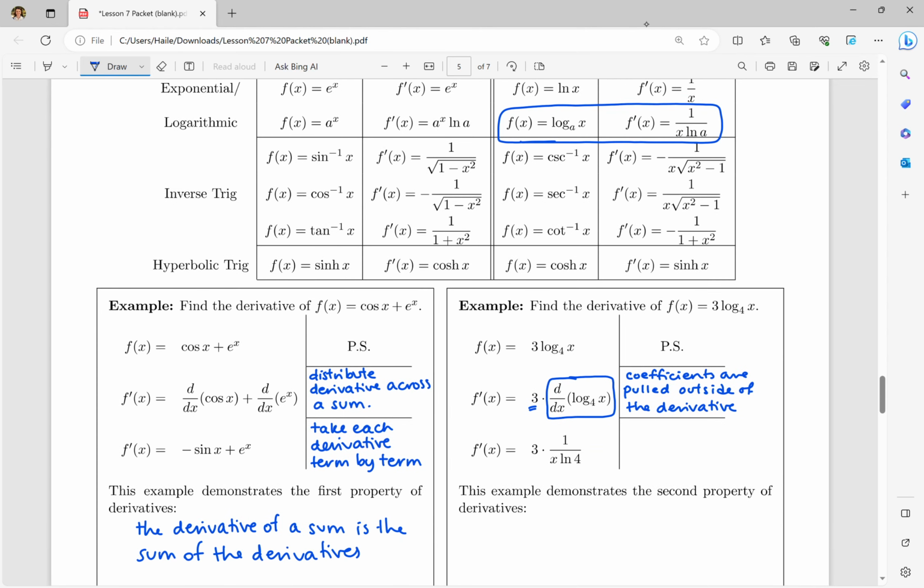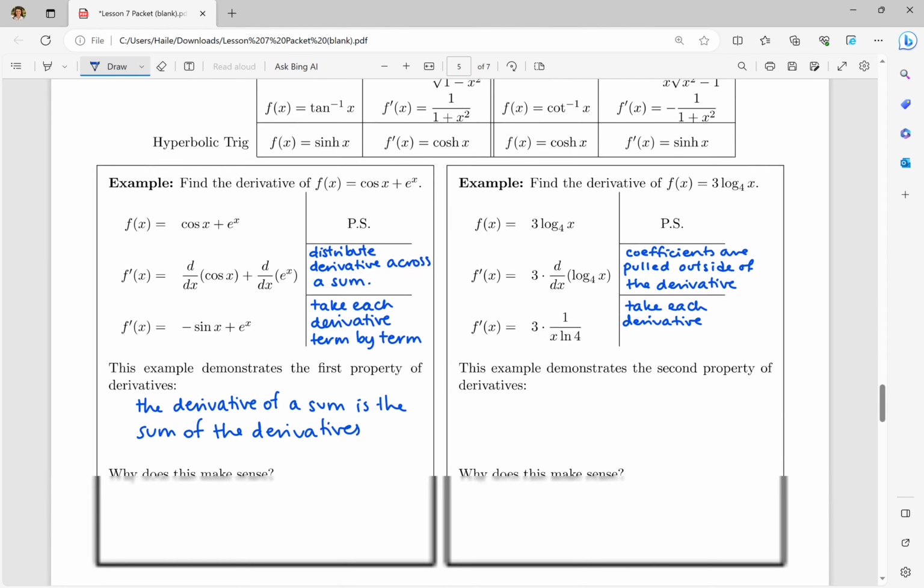So notice we've just followed that formula for log base 4. So we can say take each derivative. And notice that that 3 is still there. It kind of just goes along for the ride. So the 3 is still outside. It's not that we get rid of it, it just gets pulled outside of the function so that the derivative is a little bit easier to think about.